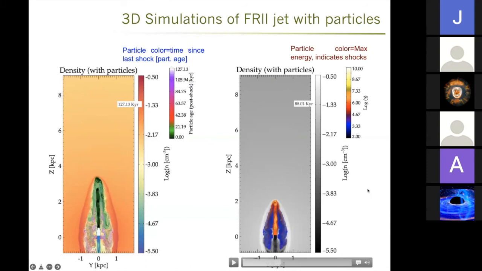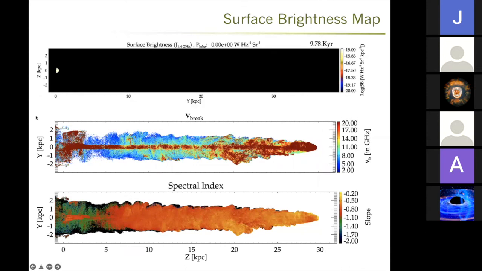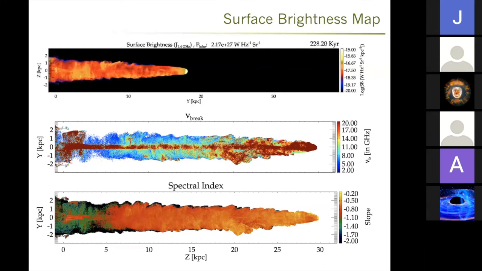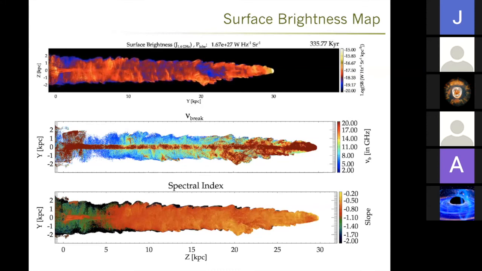For example, one piece of information you can get is the surface brightness of the jet. Then you can filter your losses by computing the amount of energy at 1.4 gigahertz, for example, the power, and then you can trace the power directly. Okay, this is much closer to what we observe than looking at a simple density or pressure map. You can also study the breaking frequency, which is essentially the frequency at which your spectral distribution has a sharp cut that goes to zero. And then you can also study the spectral index of the particle.